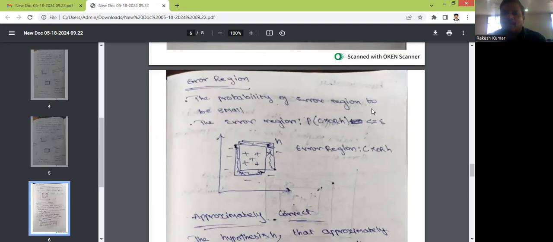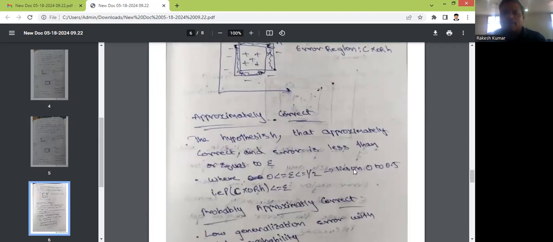The probability of an error region being small. The error region P of C X or H is equal to epsilon. Error region is equal to C X or H. So here you can see the shaded region. C, what do you mean by C? C is the target function. So what is the target function here? We have to find out whether it is a family car or not. And H is the hypothesis of this.